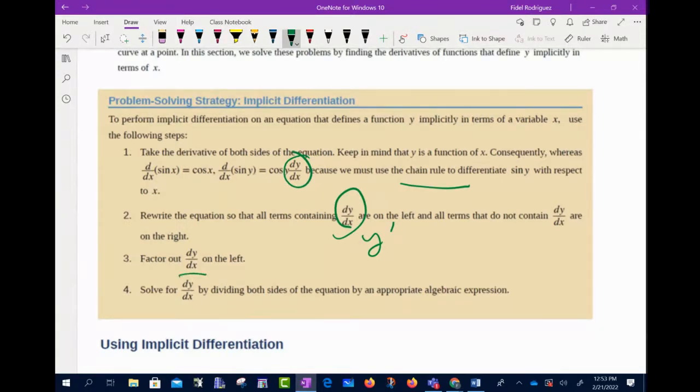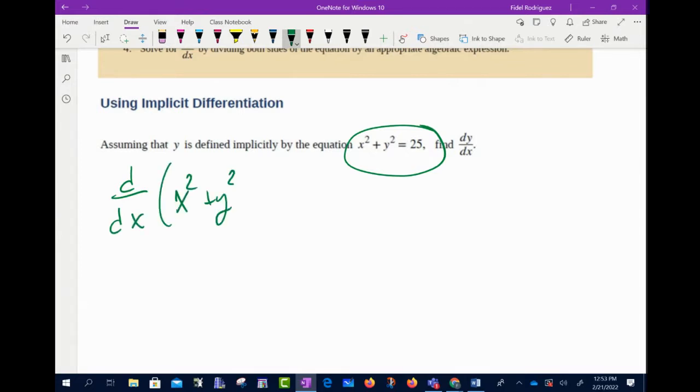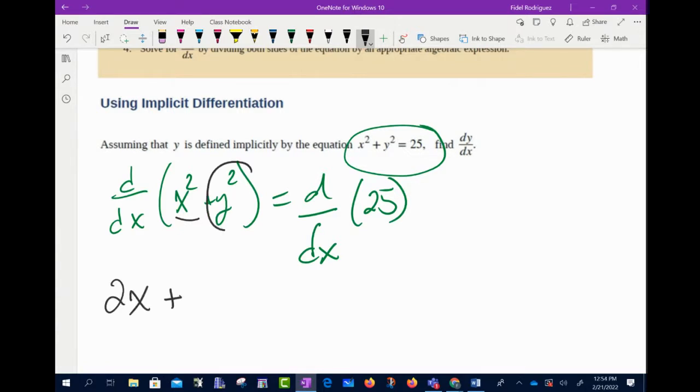Okay, so let's go through a problem so we can see what's happening here. Assuming that y is defined implicitly by the equation x squared plus y squared equals 25, we're going to find dy/dx. So we're going to take the derivative with respect to x on both sides of the equation, okay? All right, let's get started here. Anybody know what's the derivative of x squared? 2x, okay? What's the derivative of y squared? Yes, ma'am.